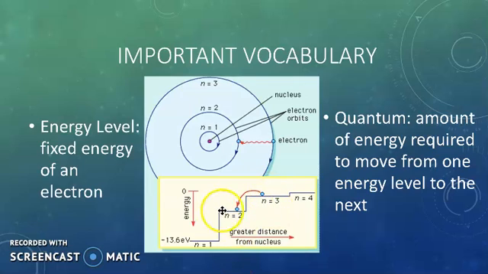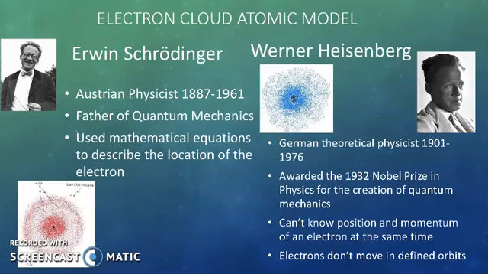Electrons don't want to stay at this higher energy state because that's unstable. Electrons would rather be at the lowest energy level that they can, but that is for our next unit. We have our electron cloud model, Schrödinger and Heisenberg. So we have Schrödinger, an Austrian physicist, 1887 to 1961. He is the father of quantum mechanics.